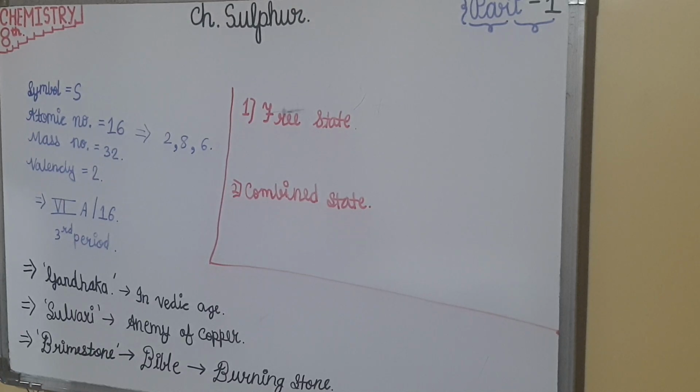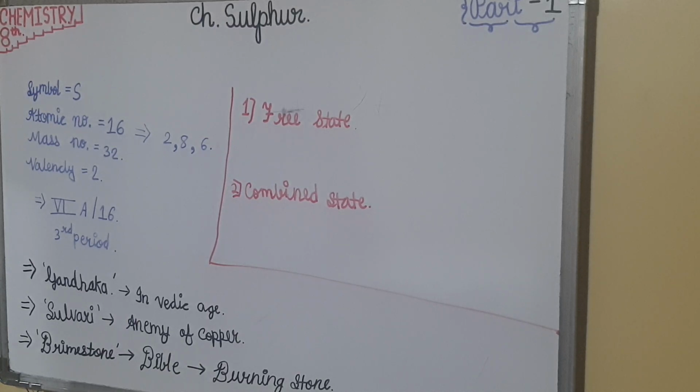In Earth's crust and near active or dormant volcanoes of Sicily, Mexico, and Japan, sulfur is in free state. Sulfur is also found in small quantities in coal, crude oil, and natural gas.